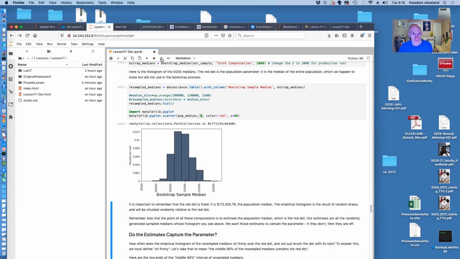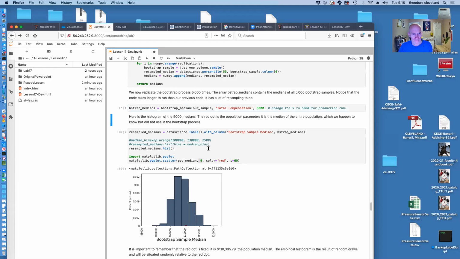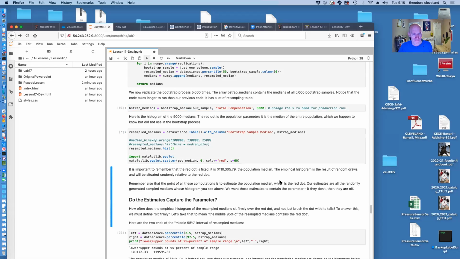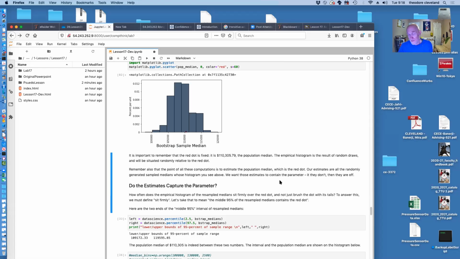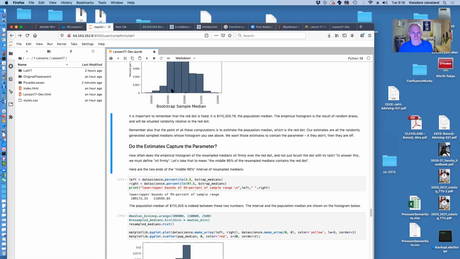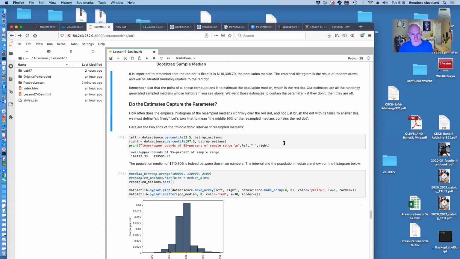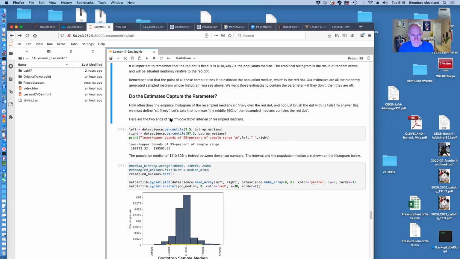So if I were to run the resampling again, replot it, the histogram changes appearance, but it's pretty much the same stuff. So how often does the empirical histogram of the resampled median sit firmly over the red dot and not just brush it with its tails? So first you have to decide what is meant by sit firmly. In other words, let's take it to mean the middle 95% of the resampled medians contains the red dot.